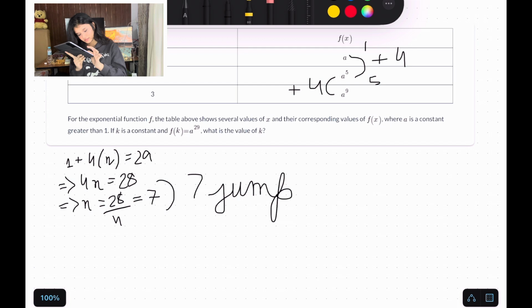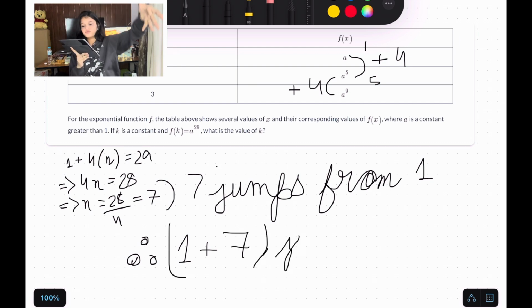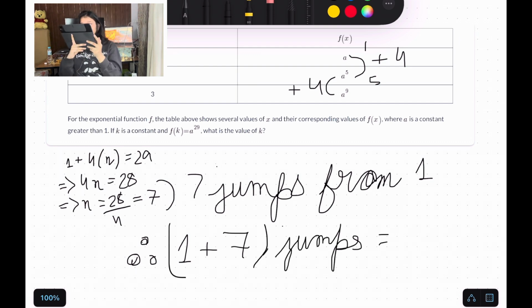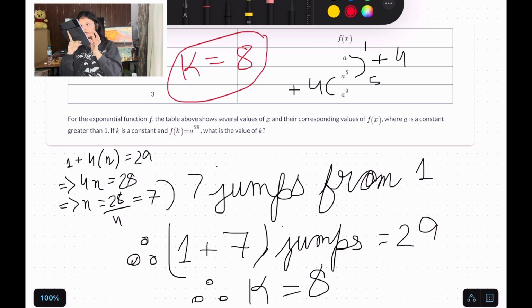So what we can say is that 7 jumps from 1, since the first a has power 1. So that implies 1 plus 7 jumps equals 29. So we know that k value is 8, since it means 8 jumps have happened. So the answer is k equals 8, which we got from the first way too.